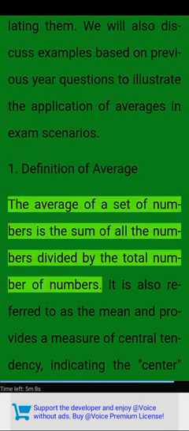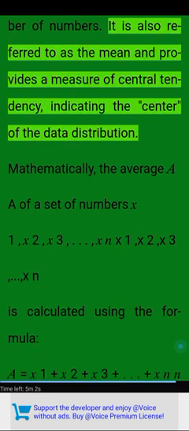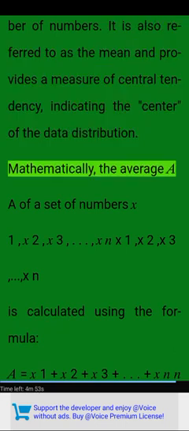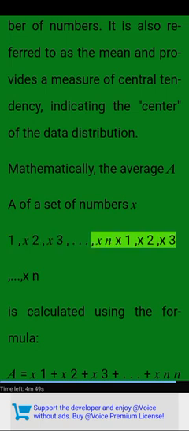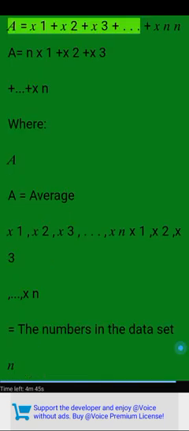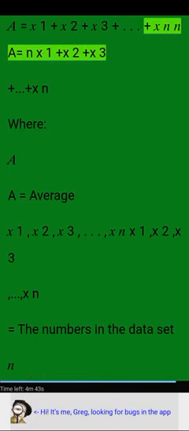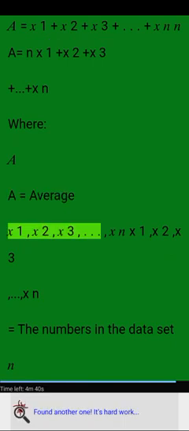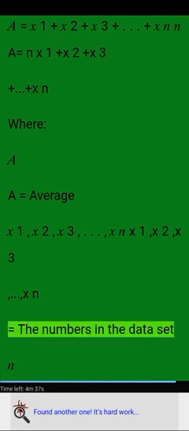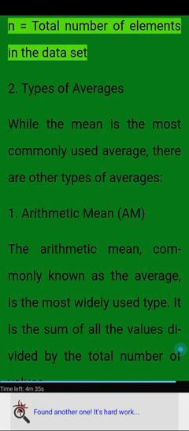1. Definition of average. The average of a set of numbers is the sum of all the numbers divided by the total number of numbers. It is also referred to as the mean and provides a measure of central tendency, indicating the center of the data distribution. Mathematically, the average A of a set of numbers x1, x2, x3, ..., xn is calculated using the formula A equals (x1 plus x2 plus x3 plus ... plus xn) divided by n, where A equals average, x1, x2, x3, ..., xn equal the numbers in the dataset, and n equals the total number of elements in the dataset.